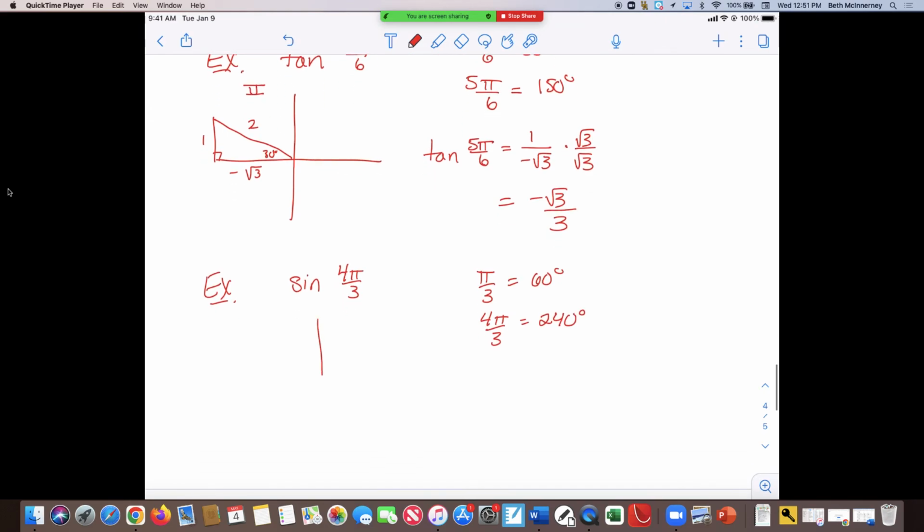What quadrant am I in? Which one? Third. And isn't that 60 degrees away? So across from 30 is going to be my 1. The hypotenuse is 2. So sine 4 pi over 3 is negative square root 3 over 2.